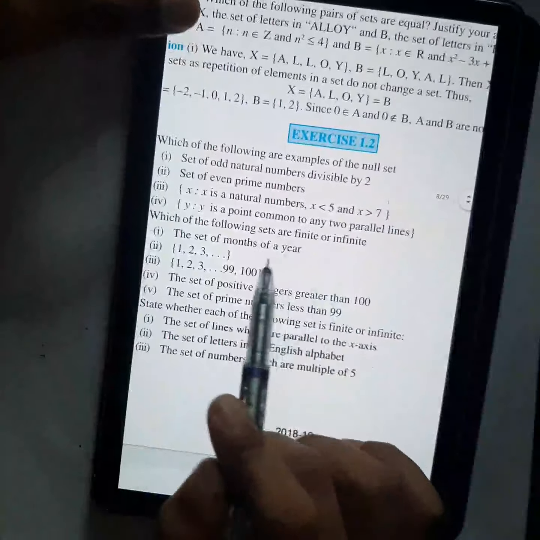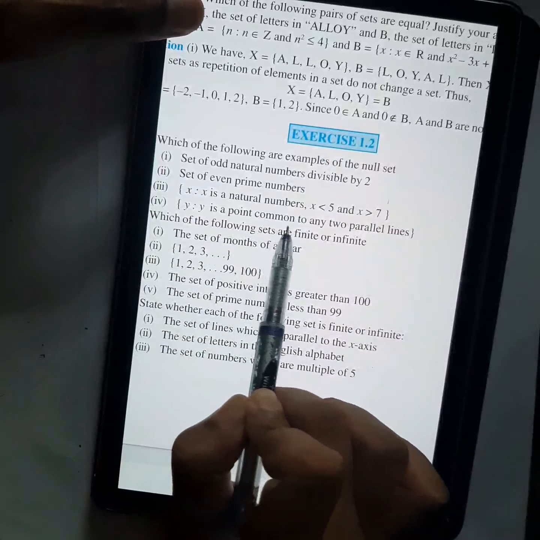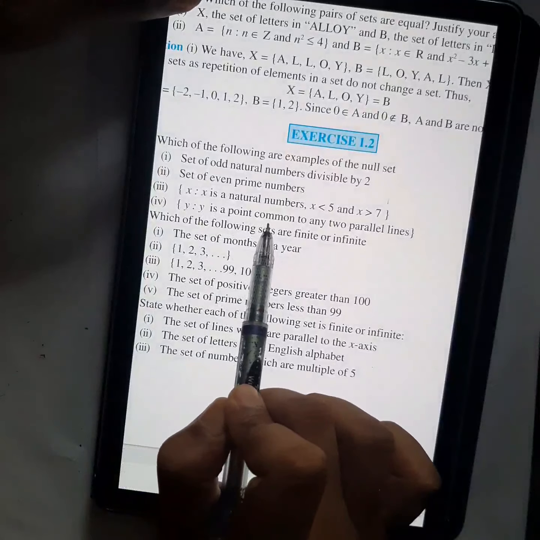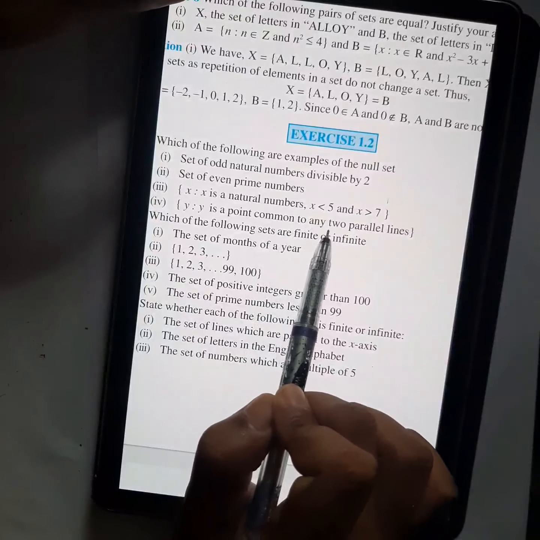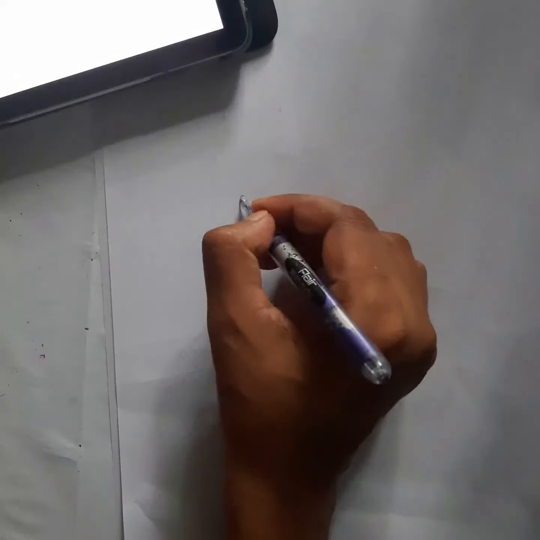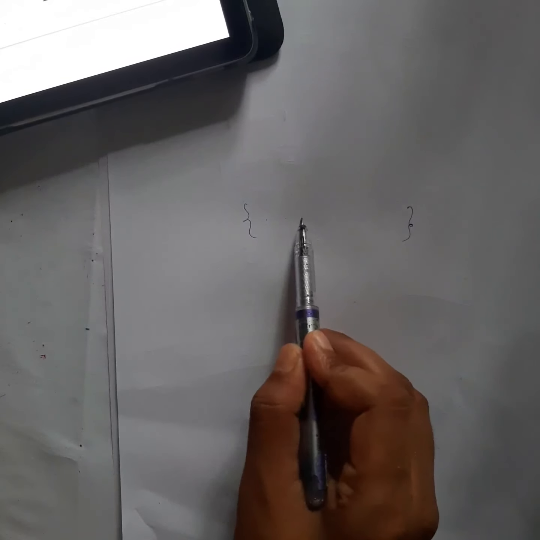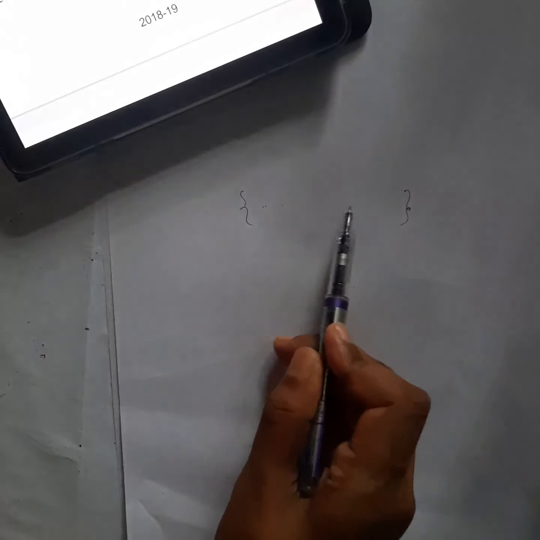Okay, now what is y here? Y is a point common to any two parallel lines. So y is what? Okay, so see carefully. It is a set, a collection, where the elements are y. Now what is y? Y is a point, which means the element you write here will be a point.